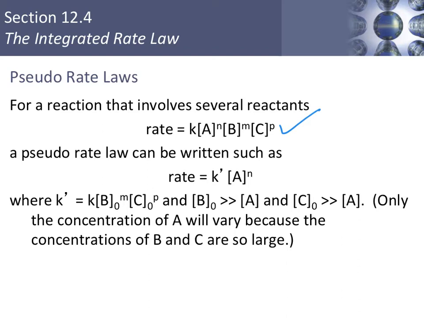We can then combine together the concentration of B and C and the original rate constant into what we call a pseudo rate constant, K prime. And now we're focusing on the concentration of a single reactant, A, and we can talk about our integrated rate laws.